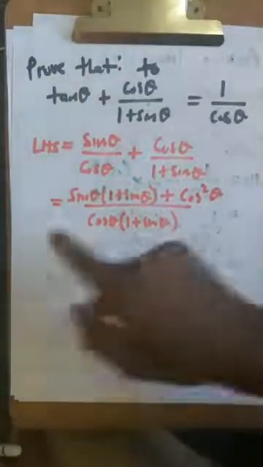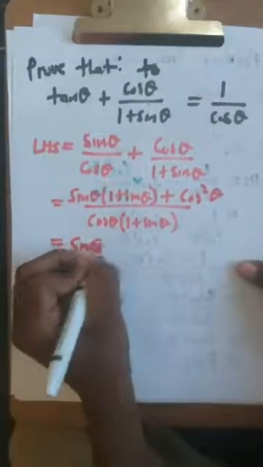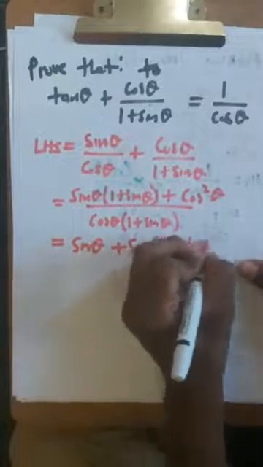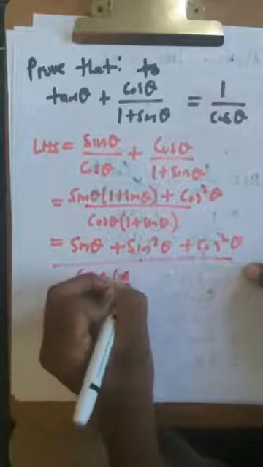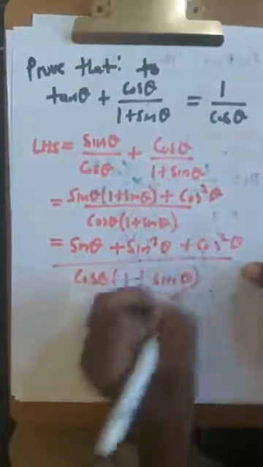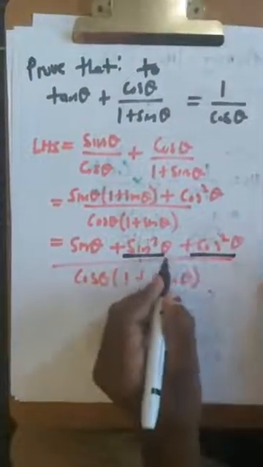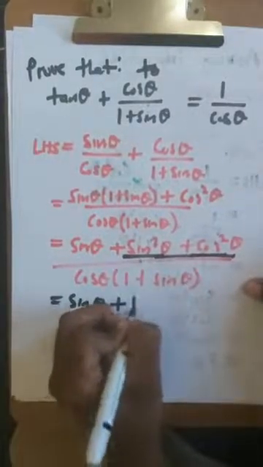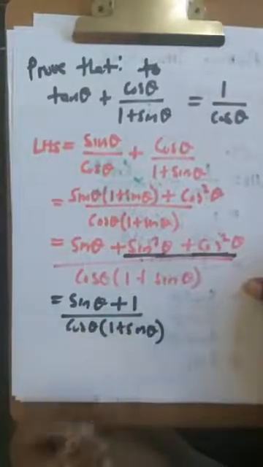Again, that's good. Now we just multiply the denominator. This one times this one gives sine of theta, and then this one plus this one gives sine square of theta plus cos square of theta, divided by cos of theta times 1 plus sine of theta. Then you must be careful: sine square theta plus cos square theta gives me 1. So now again I have sine theta plus 1 divided by cos theta times 1 plus sine theta.